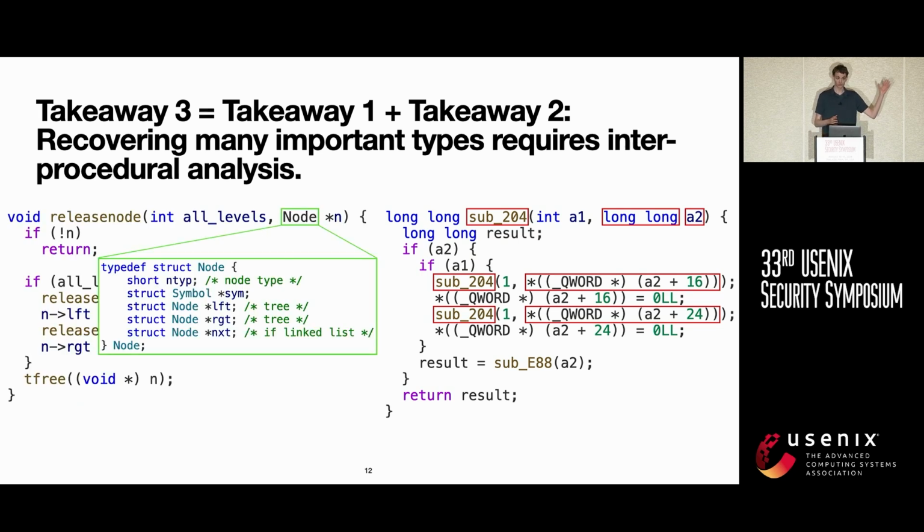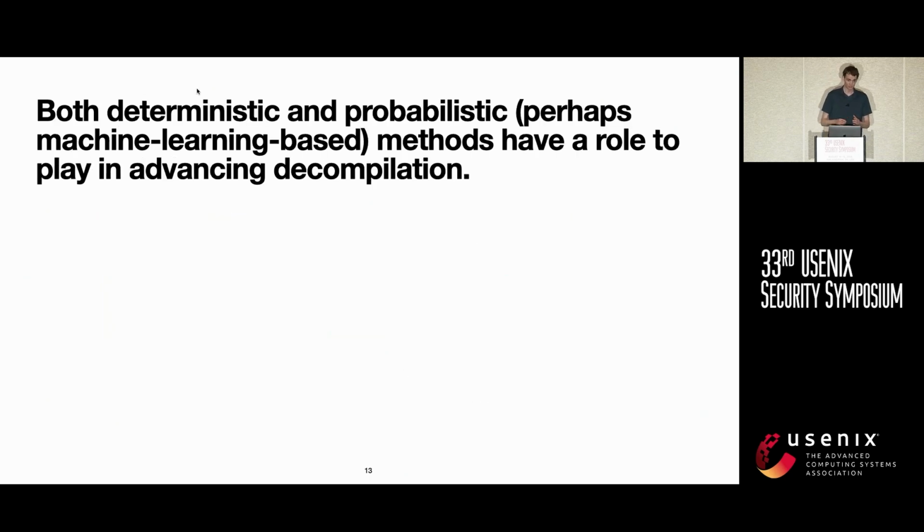Indeed, the true node structure actually does have several other fields, none of which are hinted at in this function. In general, you might have to analyze an arbitrary number of other functions to get all the evidence to suggest what these fields might be, so perhaps where this value is allocated or initialized or used. Kind of as a meta takeaway, both deterministic and probabilistic, so perhaps machine learning-based methods, have a role to play in advancing decompilation. Deterministic methods are attractive because they can have correctness properties that probabilistic methods simply don't. But probabilistic methods are nice in that they can predict information that was discarded by a compiler.